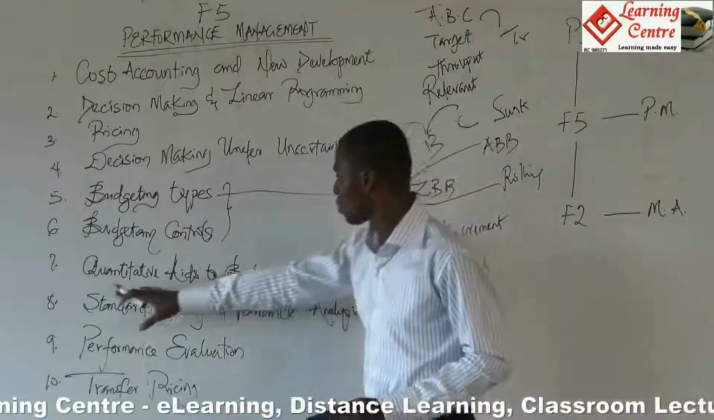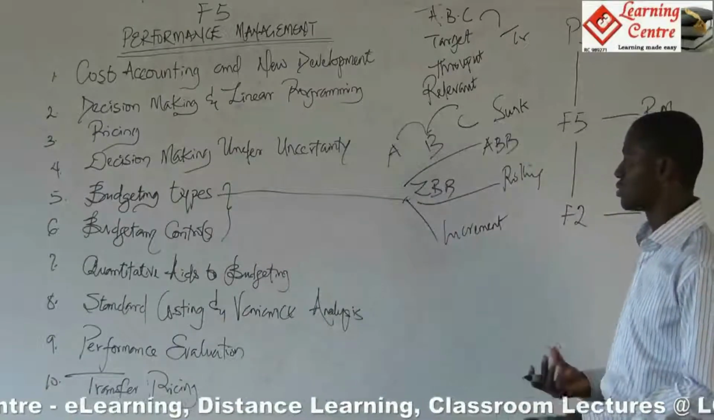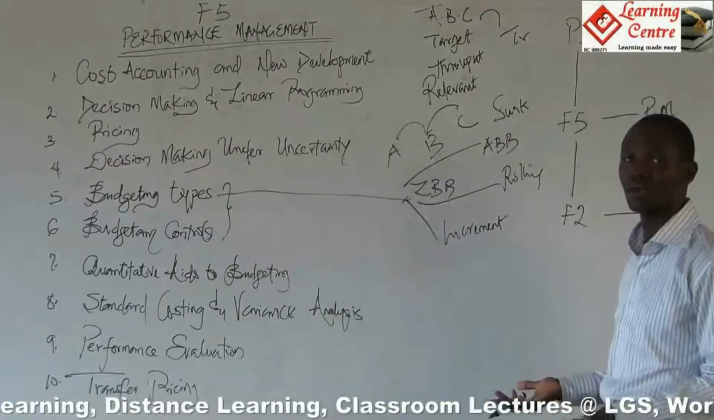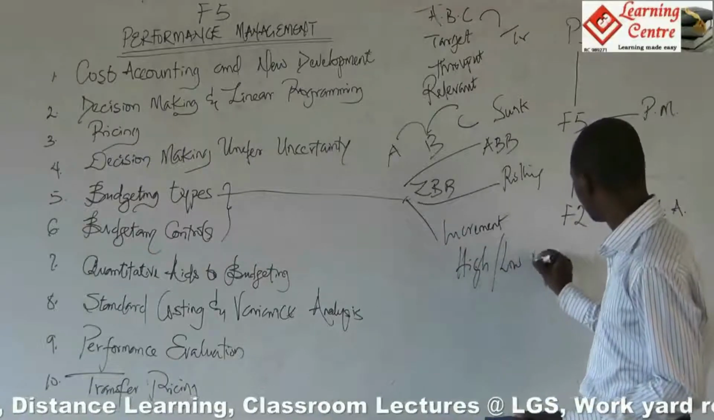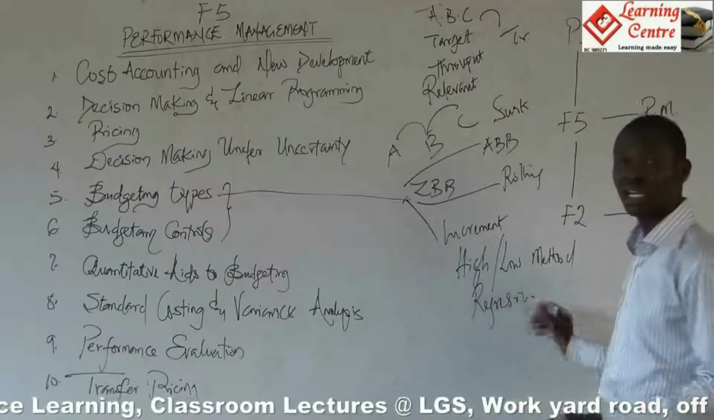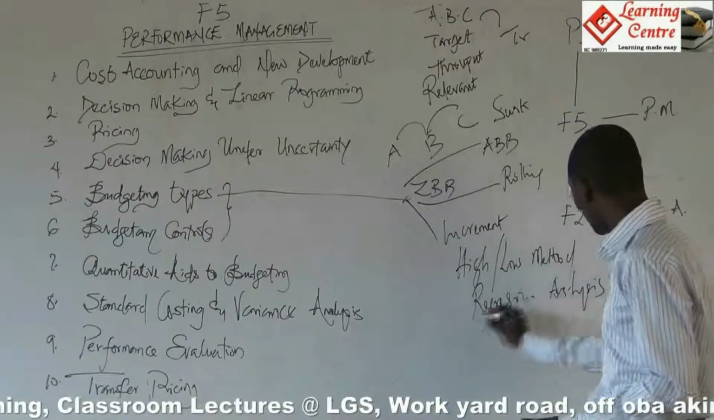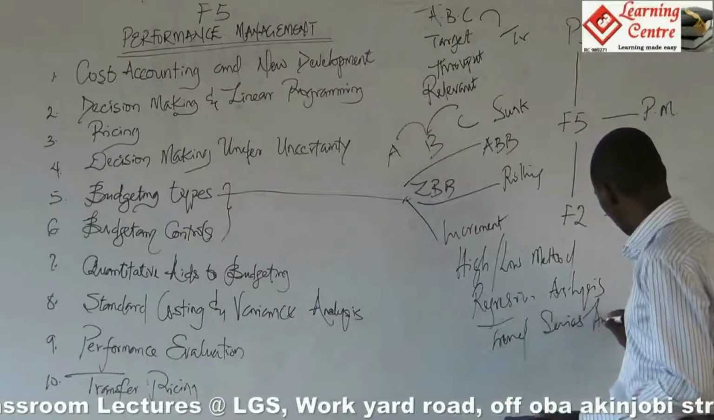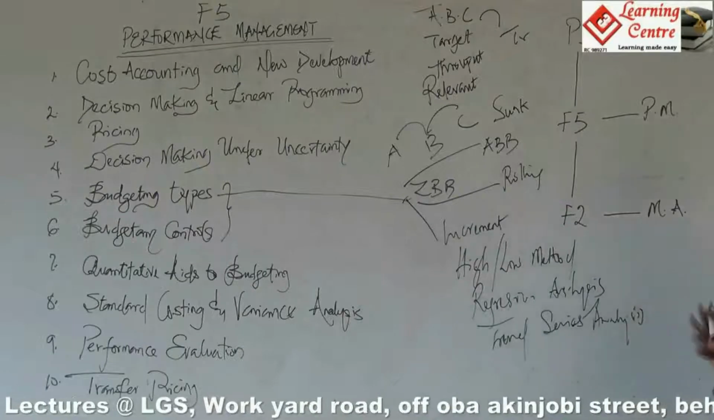Now we have quantitative aids to budgeting. Quantitative aids to budgeting, I'm talking about certain techniques that will aid us while preparing our budget. So we have the high and low method, regression analysis, and trend series analysis. Now, these are different techniques which we use while preparing our budget.